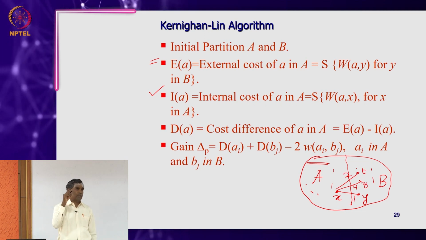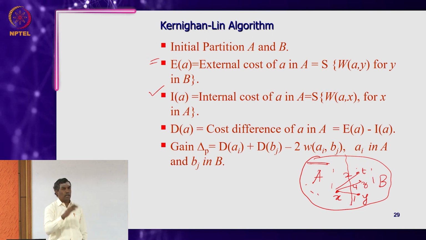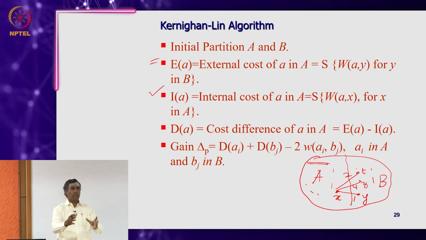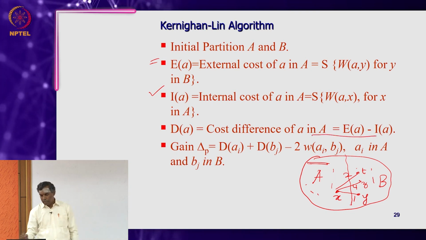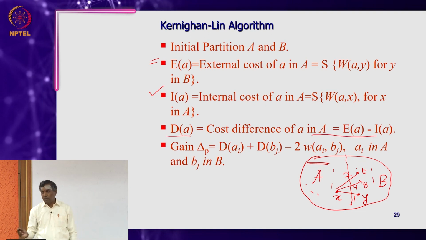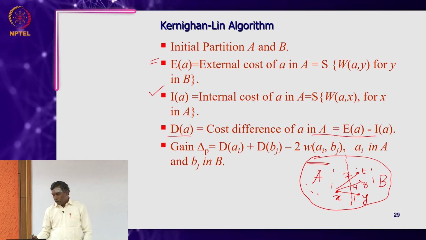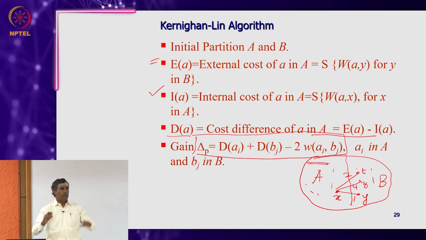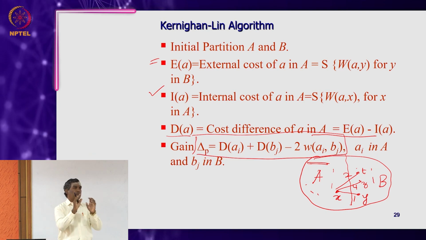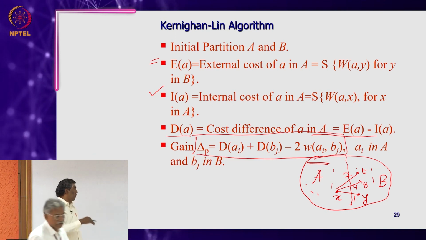Then EX, that means the external cost of this X is 7. So you try to find the internal cost and external cost, then you find the difference. This dA is the difference of the internal cost and external cost. Then you find the gain on that. What is the gain? This is the most important one, that gives how the difference is there, because you want to improve, you want to optimize this difference.